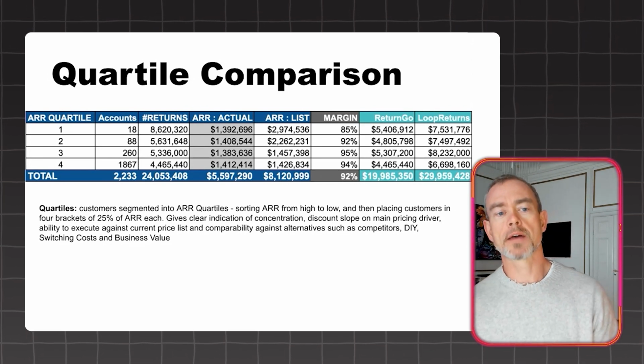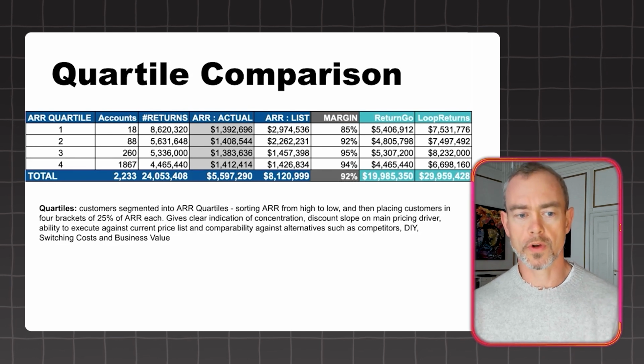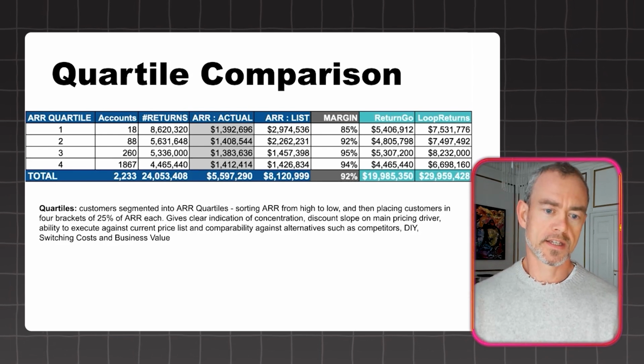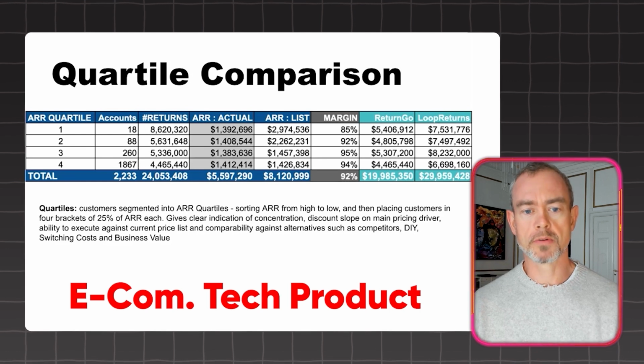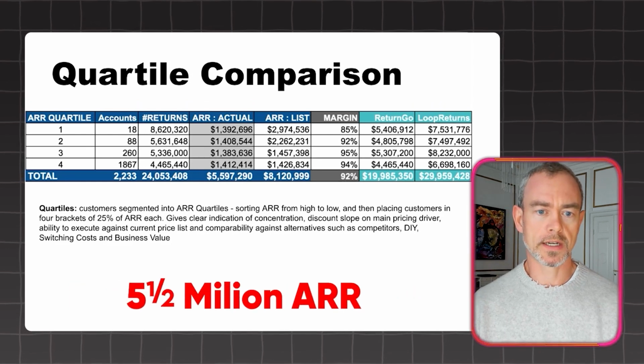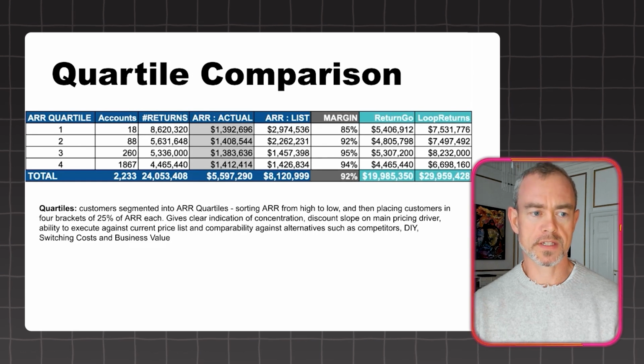So this is a type of analysis that I do a lot, and I'll just walk you through it a little bit. This is another case that I did. This is a returns management product, so an e-commerce tech product. They do about 5.5 million in ARR actual. And I just want to focus in on a few parts of this analysis here.